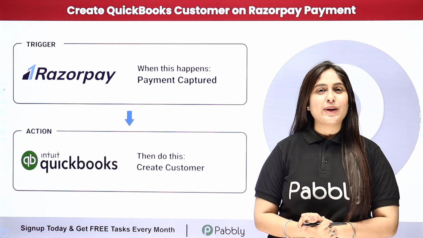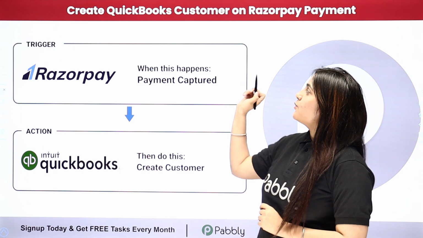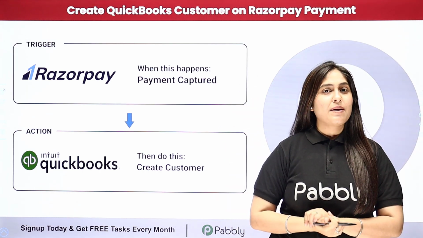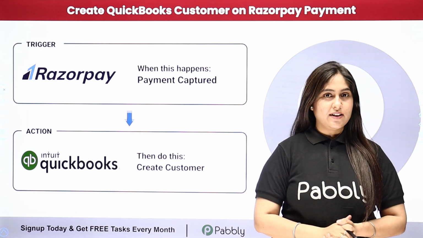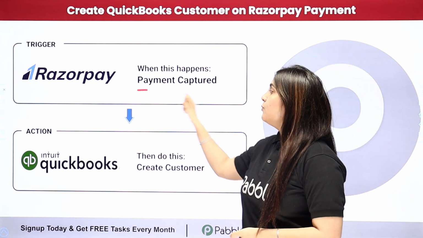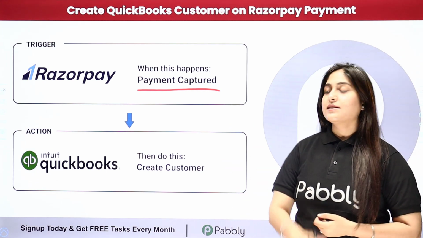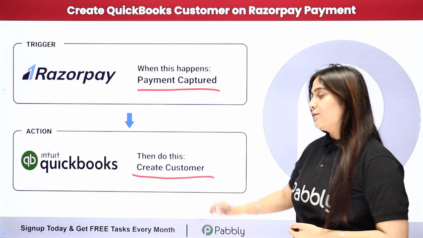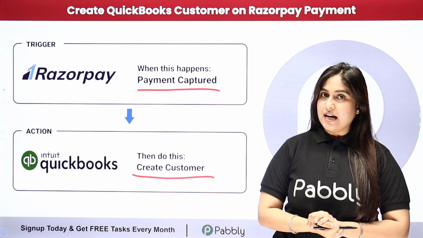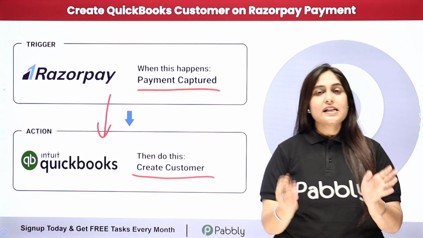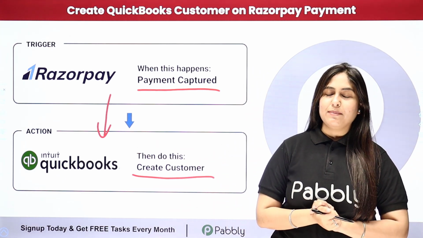In this video, we are going to understand how to create a QuickBooks customer on Razorpay payment. So here I am using Razorpay as my payment gateway, and my objective is that whenever I receive a new payment through Razorpay, a new customer should automatically be created in my QuickBooks account using the details. To automate the entire process, I need to connect my Razorpay with my QuickBooks account using an automation software named Pabbly Connect.